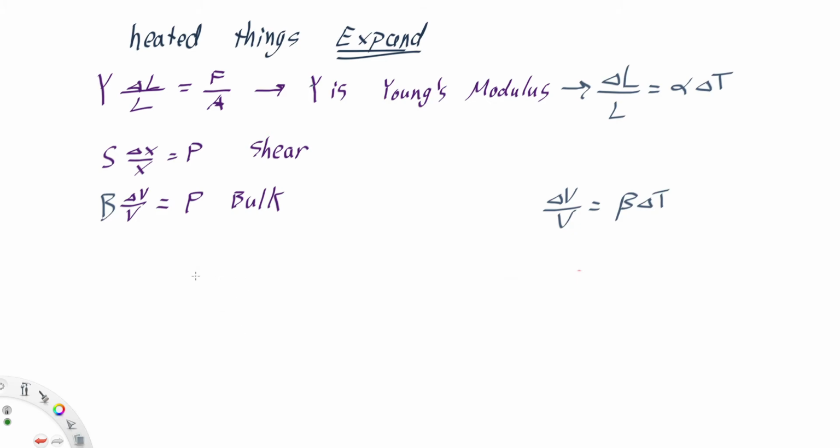Let's say, what's that equation with the beta? That is volume expansion due to heating.